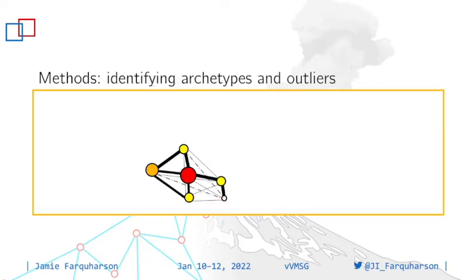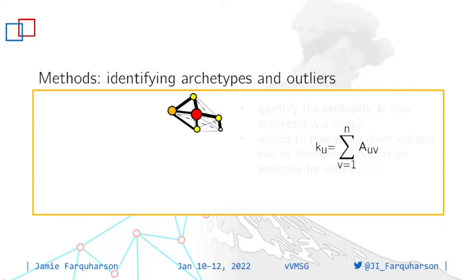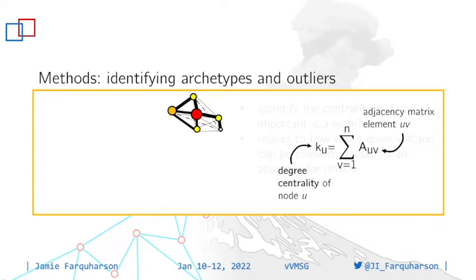We can then quantify how important any given node is, which tells us something about how good the volcano is as a general analog. The simplest measure of importance is the degree centrality, which is just the sum of all of the edges attached to a given node. In reality, it's a weighted sum, but I won't go into that here. We can then form a hierarchy of volcanoes depending on how similar they are to other systems.